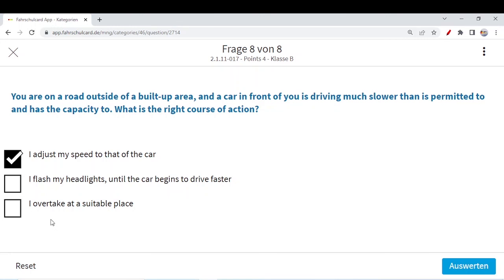No, I overtake at a suitable place. Yes, just wait for the right moment. When there is no oncoming traffic, let's say, then you can overtake the car, keeping the rules in mind.